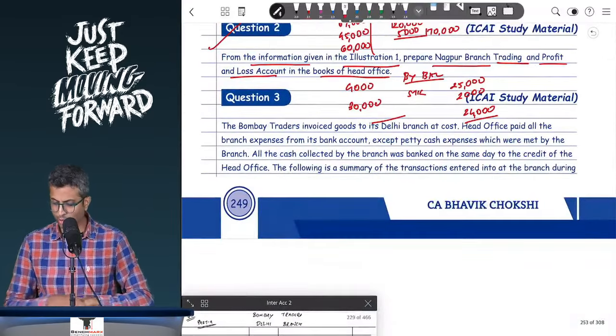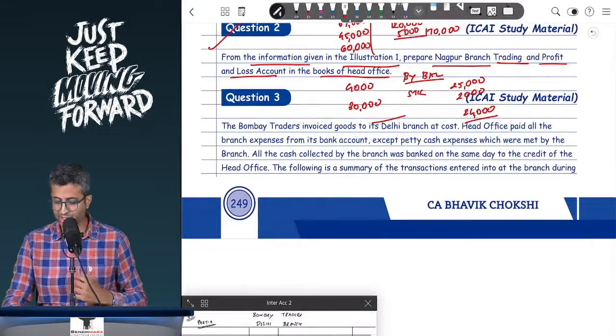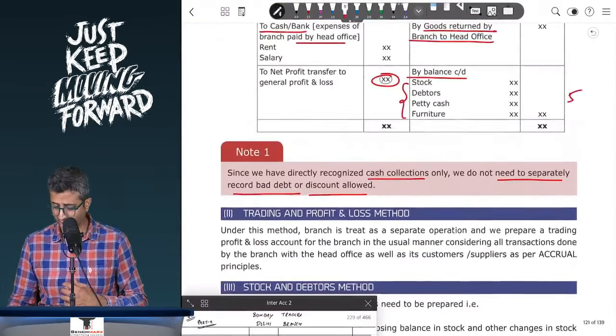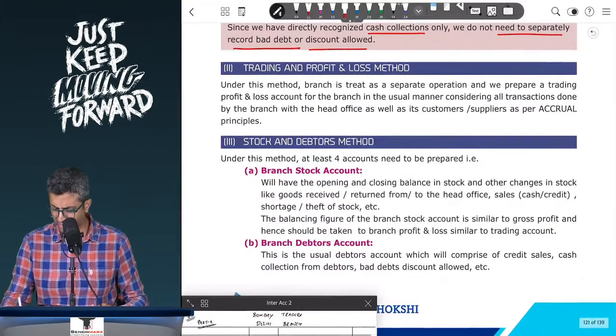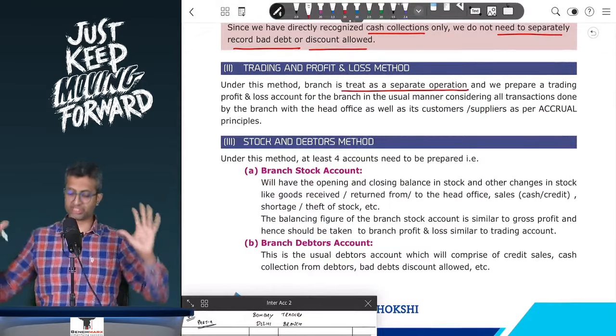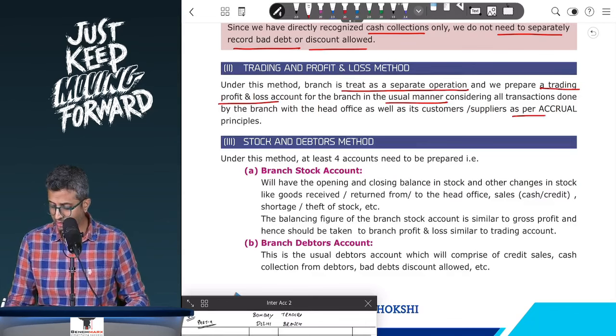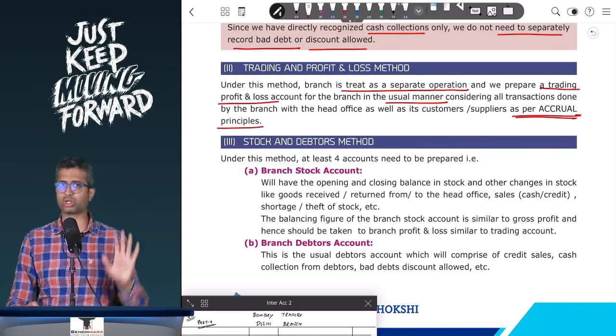Now, before you go to question number 3, I believe this is on the stock and debtors method. So when you look at the stock and debtors method, trading and profit and loss we have discussed over here. Under this method, a branch is treated as a separate operation. We treated it separately, and we prepared a trading and a profit and loss account in the usual manner consisting of transactions. This will be done as per regular accrual principles.